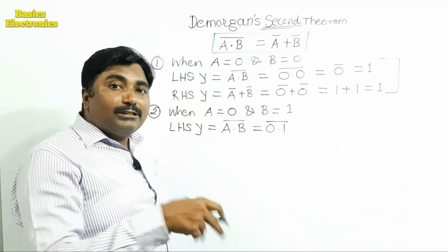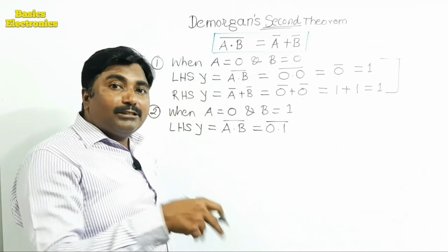Okay. Now, the right hand side. The right hand side equation is y equals A complement plus B complement. A equals 0 means A complement is equal to 1. B equals 1 means B complement is equal to 0. 1 plus 0 is equal to 1, which means the output of the RHS is again equal to the left hand side.